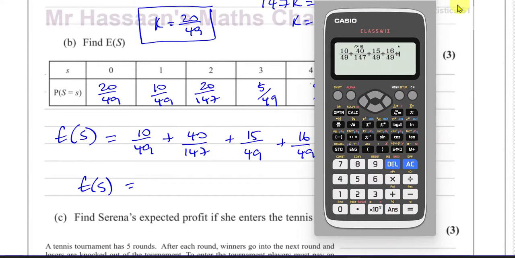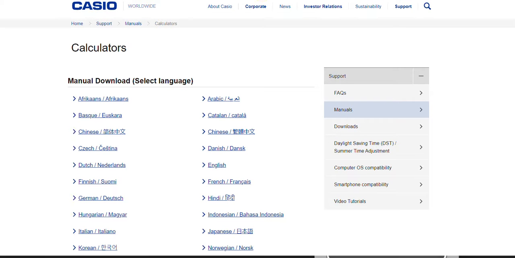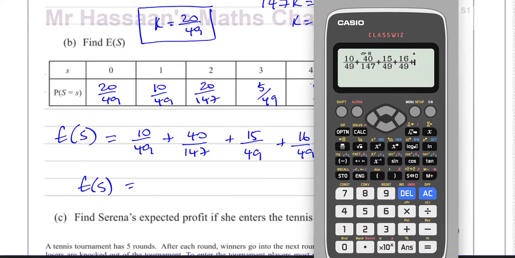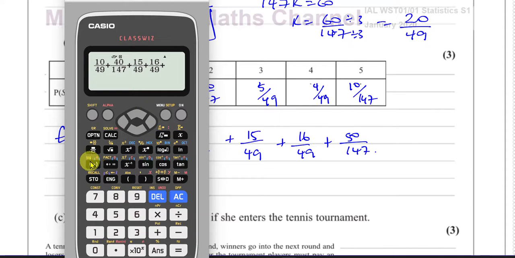Plus, and the last one here was, sorry about that. Let me move this out of the way. Okay, plus 50 over 147. And that gives us 71 over 49.